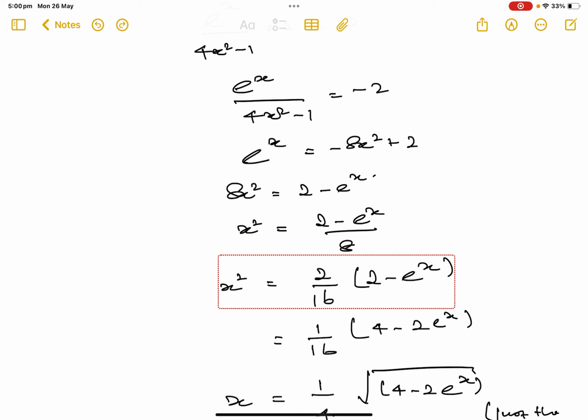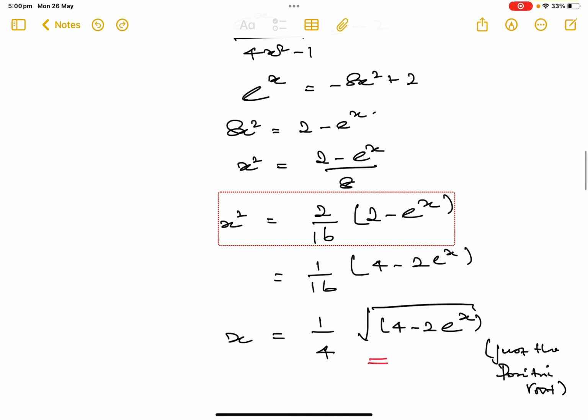So 8x squared equal 2 minus e to the power x. This is what we have to find, x equal. x squared equal 2 minus e to the power x, divided by 8. In the answer, the denominator is 16, but we have 8. So we can multiply the denominator and the numerator by 2. So x squared equal 2 over 16, 8 times 2 is 16, and what we have in the numerator is 2 minus e to the power x.